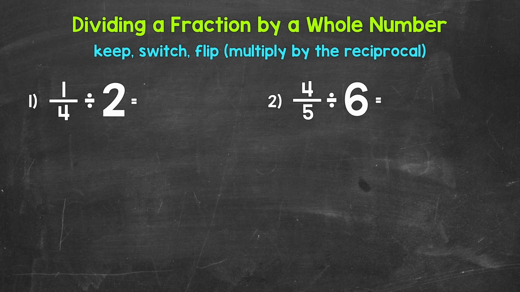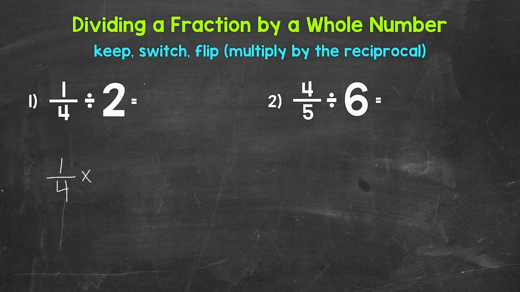Now we'll take a look at how to divide a fraction by a whole number. Let's jump into number 1, where we have 1/4 divided by 2. So basically, we are taking 1/4 and dividing it into two equal groups, two equal parts. So let's rewrite this problem using keep, switch, flip, starting with keep. So we keep our first fraction here, 1/4. So keep 1/4 as is. And then we switch to multiplication.